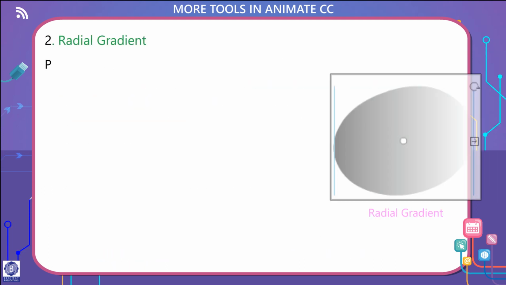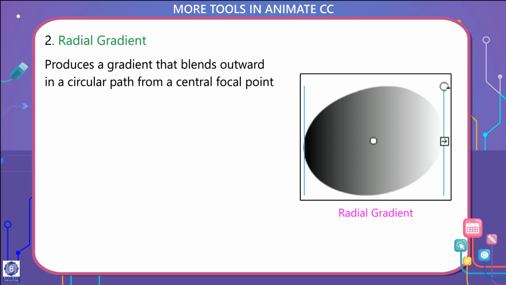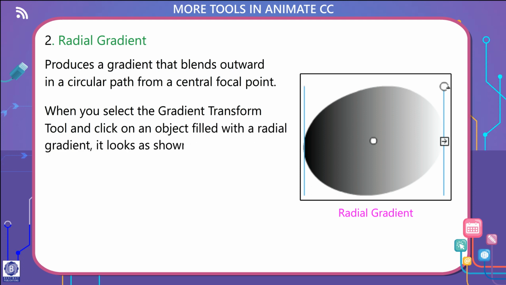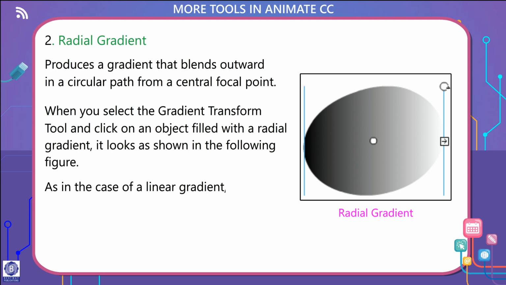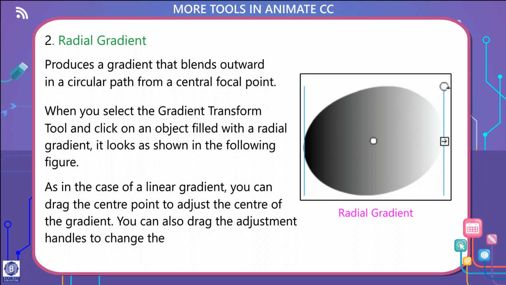Radial gradient produces a gradient that blends outward in a circular path from a central focal point. When you select the Gradient Transform tool and click on an object filled with a radial gradient, it looks as shown in the following figure. As in the case of a linear gradient, you can drag the center point to adjust the center of the gradient. You can also drag the adjustment handles to change the size or radius of the gradient.